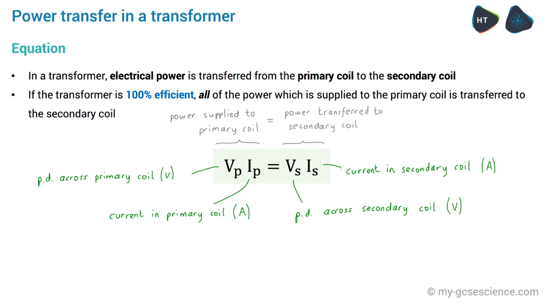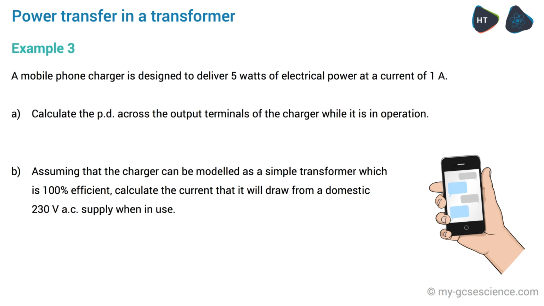Real transformers aren't actually perfectly efficient, but with careful design, they can come pretty close. In this example, as you can see, a phone charger is being used to deliver 5 watts of electrical power at a current of 1 amp, and in part A, we need to work out the PD across the output terminals of the charger. The electricity equation to use is of course P equals VI, then subbing in we have 5 equals V times 1, so V must be equal to 5 volts.